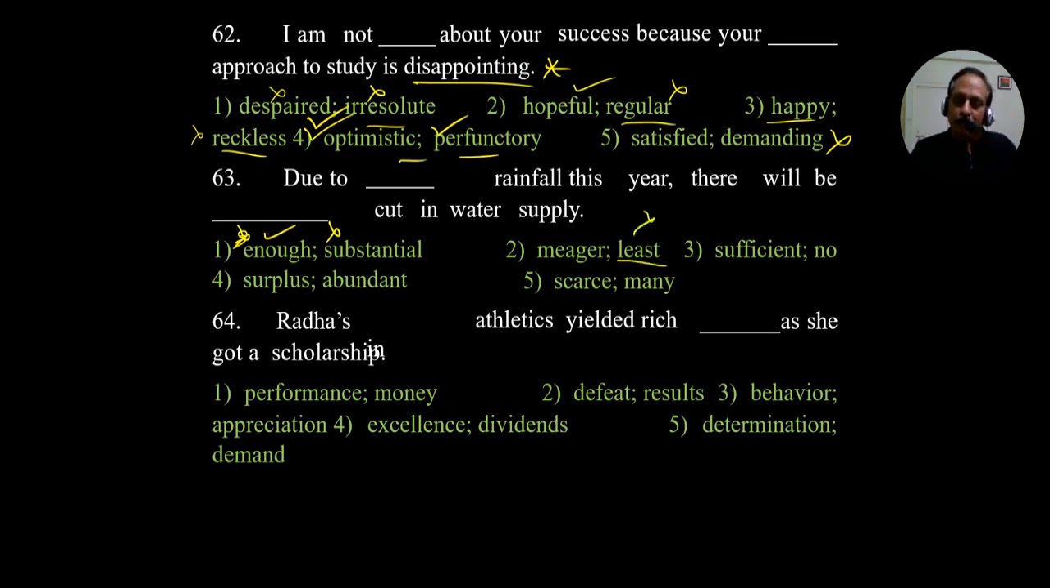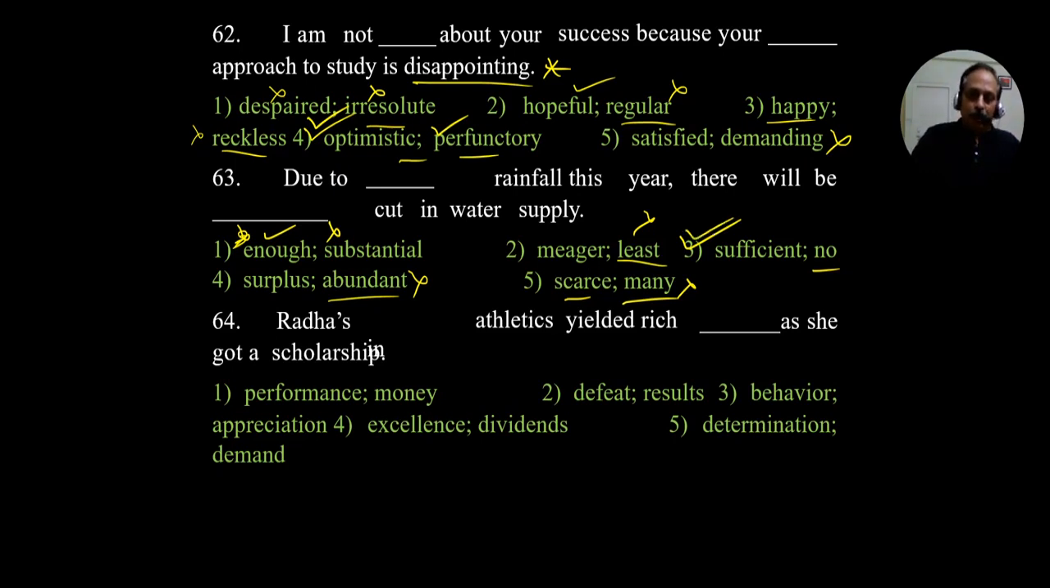Due to sufficient rainfall this year, there will be no cut in water supply. This seems right, hold this one. Due to surplus rainfall this year, there will be abundant cut, again not correct. Due to scarce rainfall, shortage of rainfall this year, there will be many cut, not grammatically correct. So what is the answer? Due to sufficient rainfall this year, there will be no cut in water supply. Sufficient rainfall, no cut in water supply. Grammatically correct, contextually correct. Answer is the third option.